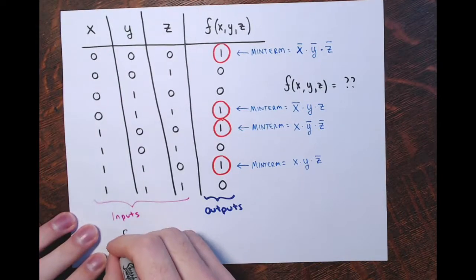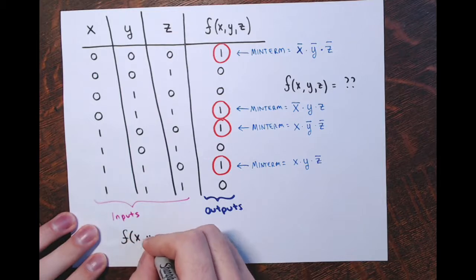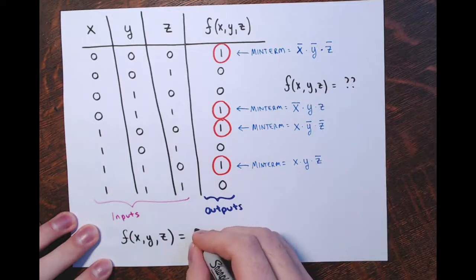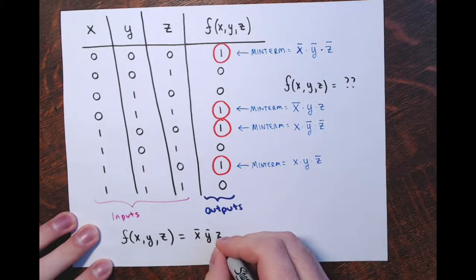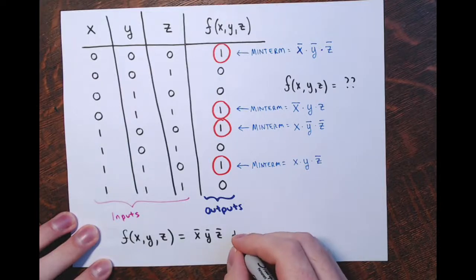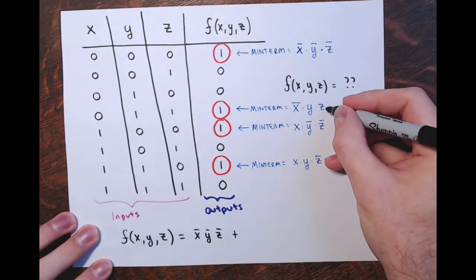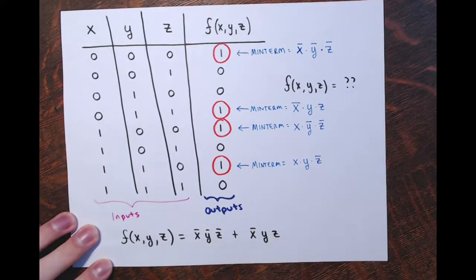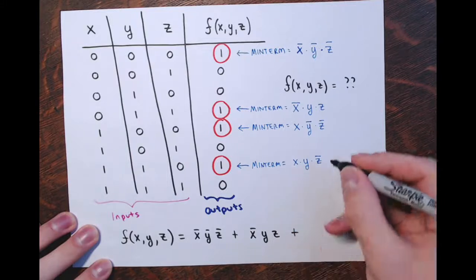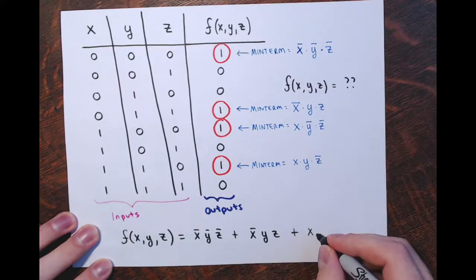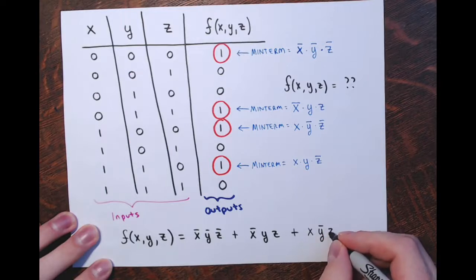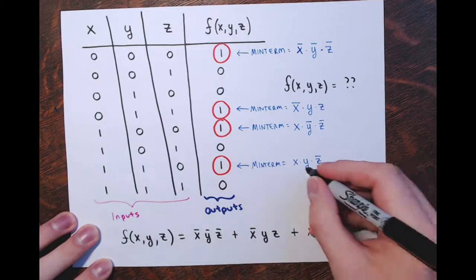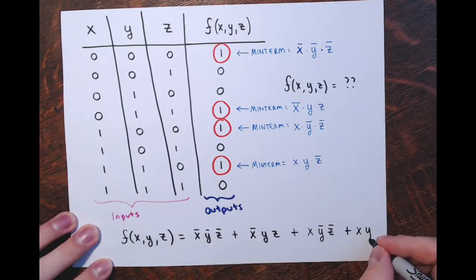So we have the expression for this function: x bar, y bar, z bar, again separate bars, plus x bar times y times z, plus x times y bar times z bar, and then finally plus the last scenario where you have an output of 1, this min term, x times y times z bar.